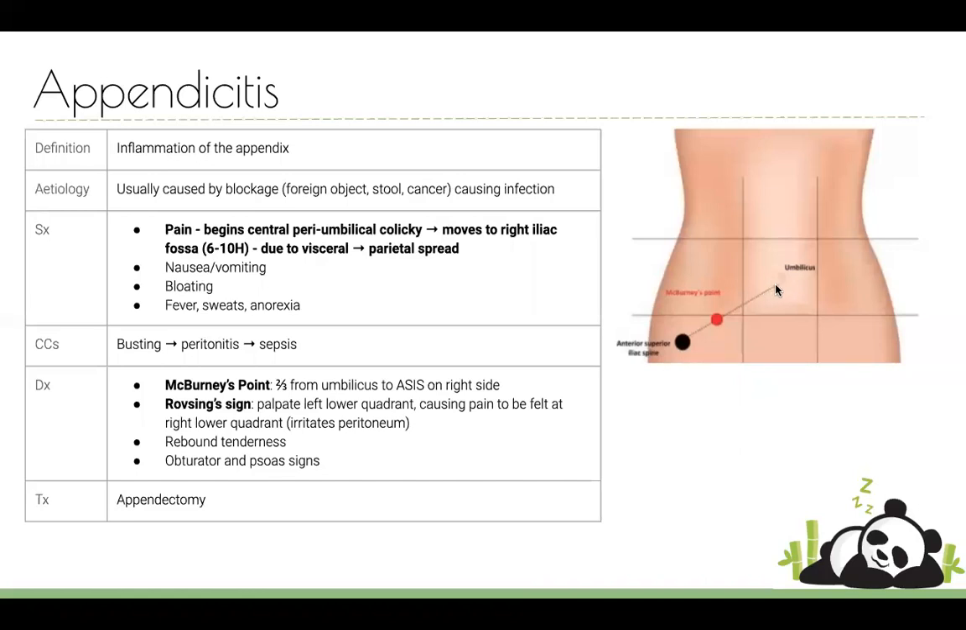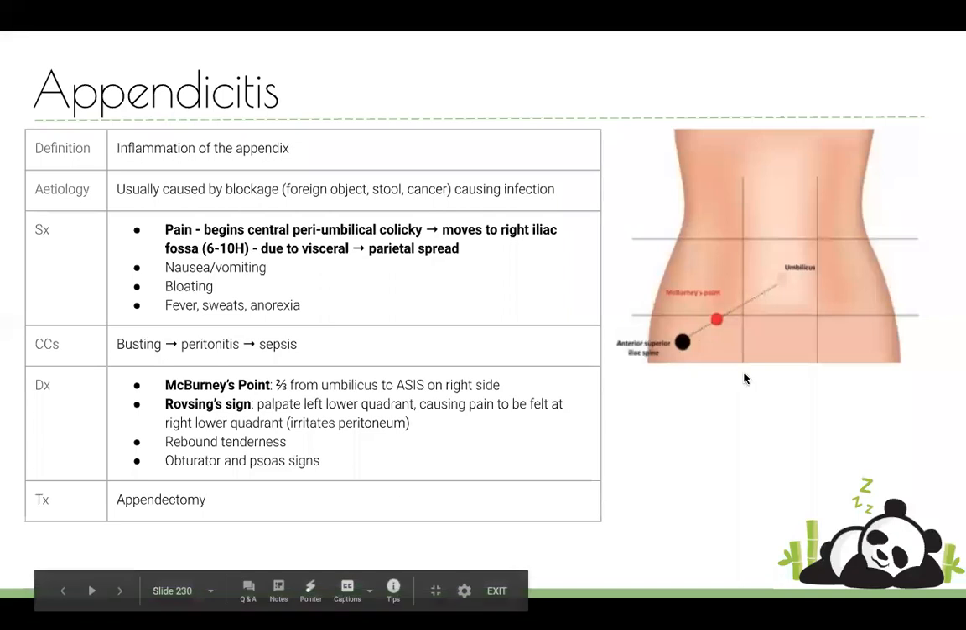Some of the main points they like you to know: one, McBurney's point. When you're palpating, this is two-thirds the distance from your umbilicus to your ASIS. That's where they'll feel the pain most. When you press down on that, it really hurts. Rovsing sign is when you press on the left iliac fossa, and they feel pain on the right side, because the pain refers through the peritoneum. You might get rebound tenderness, which is just a normal sign of peritonitis, and this is causing peritonitis.